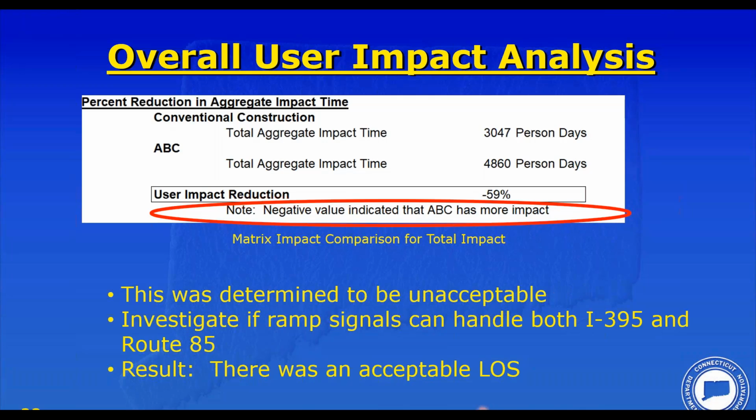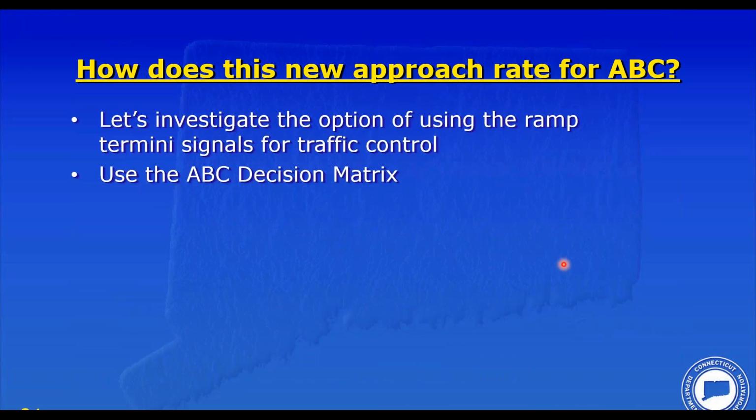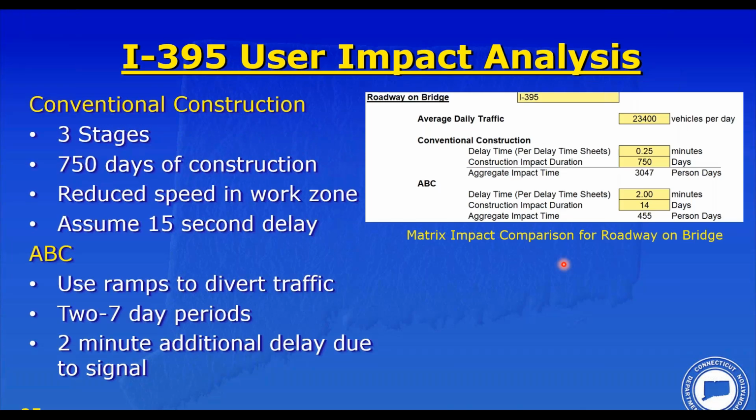So basically, this was an unacceptable level of service, having a 59% increase, a significant increase in driver impact, which is why, as I said before, a decision was made to keep Route 85 open, even with the ABC option. We'll take a look at that in a minute. So how does that affect the decision process again? So let's go through the same process, this time though, looking at keeping 85 open.